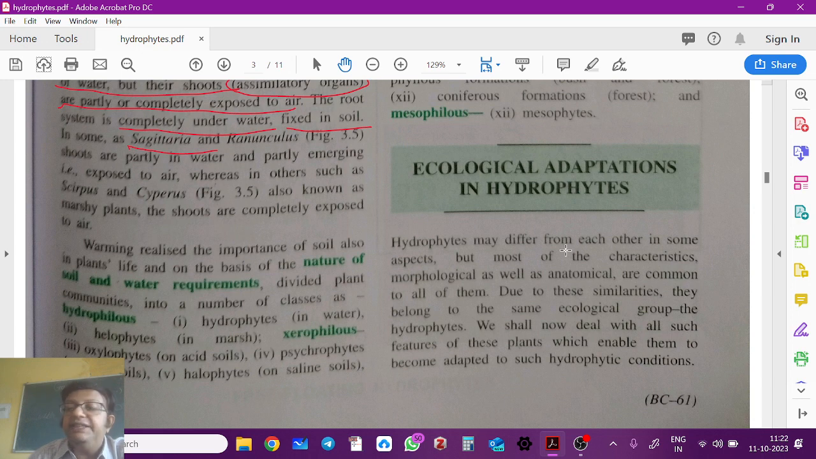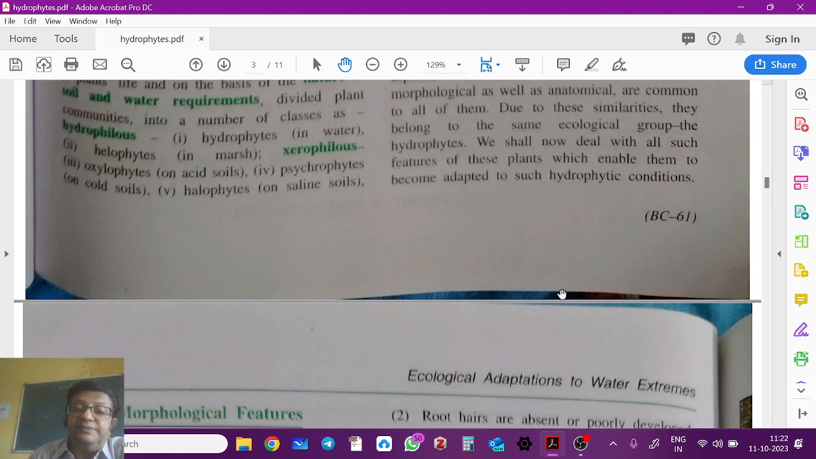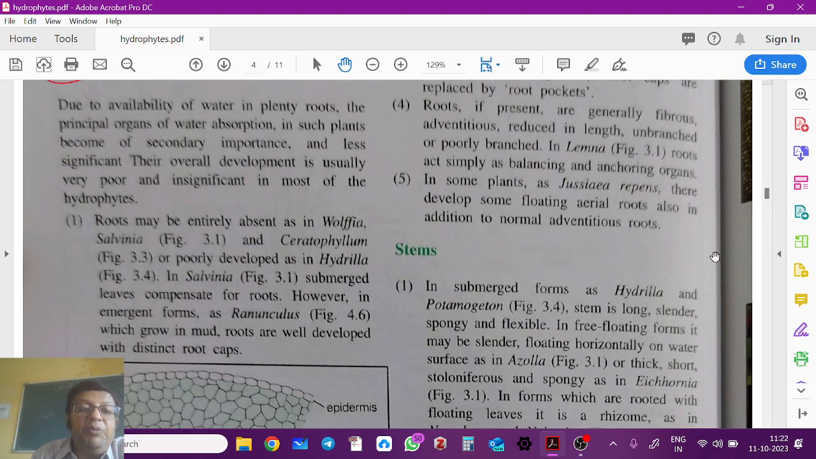The next thing which you need to study is ecological adaptations in hydrophytes. Since they are so much in water, their structures have some ecological adaptations. They need some adaptations to survive in water. Now, what are they? First, let us look at the morphological features, starting with the roots, point 1.